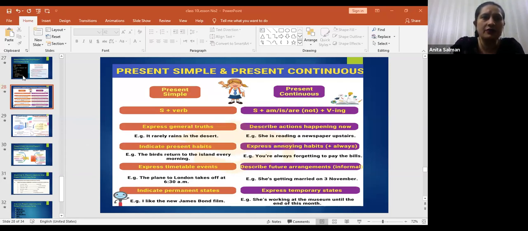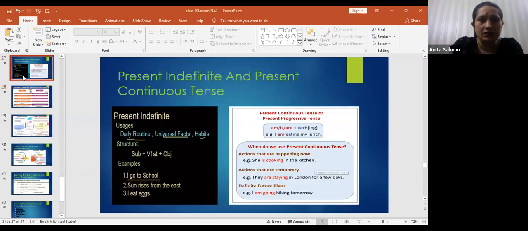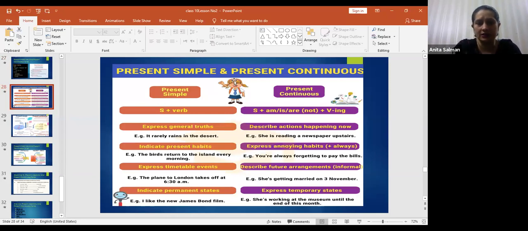Yesterday we did this part, present indefinite tense and present continuous tense, and we just looked at the quick usage, structure and examples, right? It was clear to you, right? Now we are going to compare both the tenses, right? What is the difference, and where we have to use present indefinite tense or simple present tense, and where we have to use present continuous tense, right? Look on the screen.